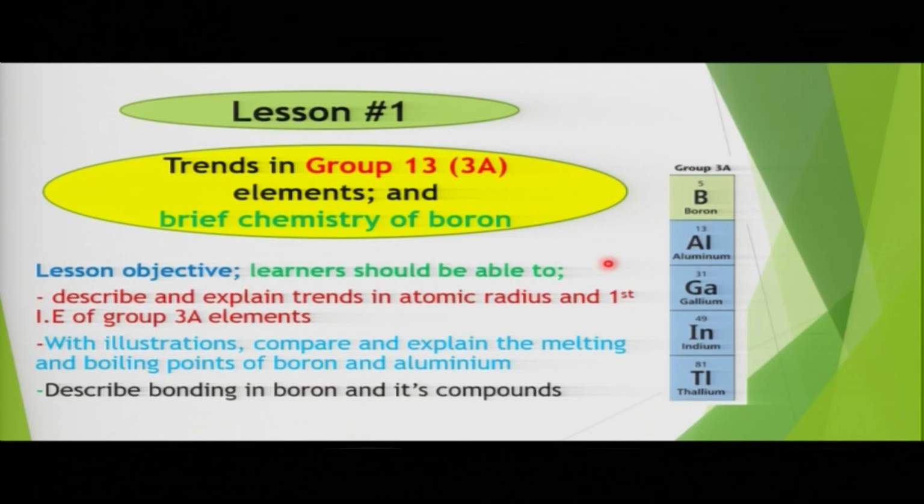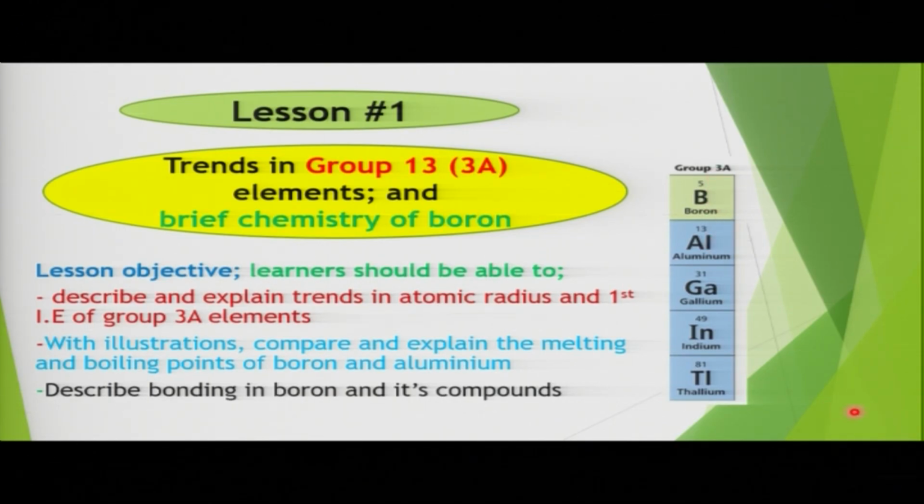So with that highlighted, let's look at today's lesson, which is lesson 1 on our unit 8, which is about trends in group 13 elements and a brief study of the chemistry of boron. That is what we are going to dwell on much in today's lesson. And when we talk of group 13 or group 3 elements, we are majorly looking at boron, aluminium, gallium, indium, and thallium, as you can see from top to bottom.